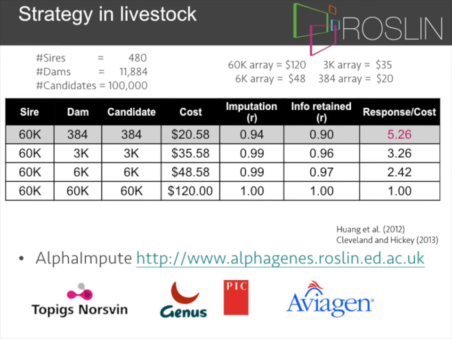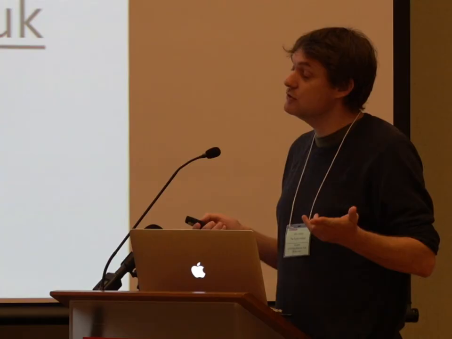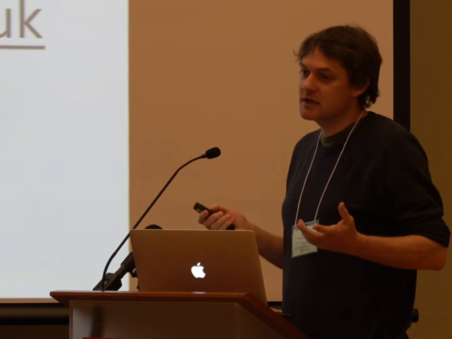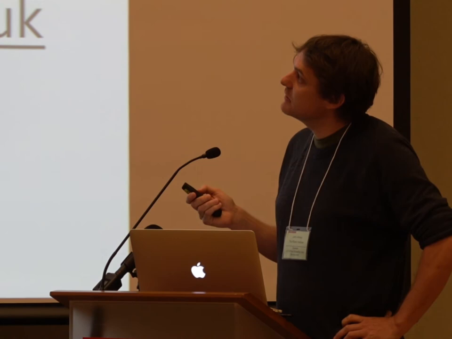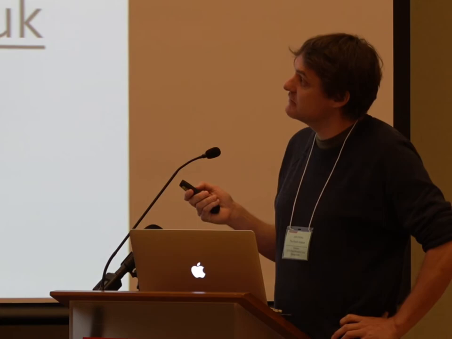And again, this is pretty established technology in several sectors. So this is something we did in an animal breeding context where we were working with a breeding program that produced 100,000 candidates per year that it wanted to evaluate. The manager of the breeding program told us he would only spend $2.2 million a year on genotyping, and we had to make genomic selection work within that cost constraint. So he said, well, we have 480 sires of these 100,000, and we have 12,000 dams per year.